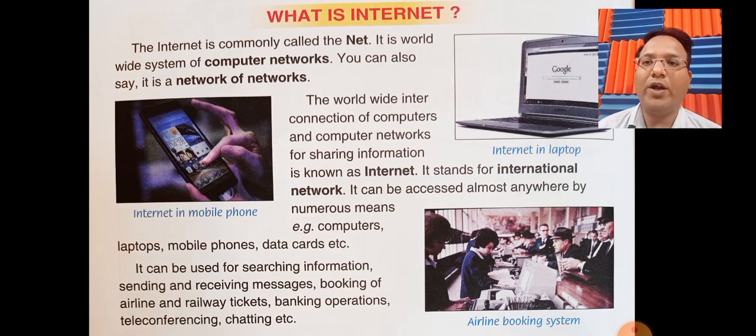The worldwide interconnection of computers and computer networks for sharing information is known as the internet. Suppose you want to share something from one computer to another computer, then the internet is used. It stands for international network. The full form of internet is international network. It can be accessed almost anywhere by numerous means, for example computers, laptops, mobile phones, data cards, etc. It can be used for searching information, sending and receiving messages, booking of airline and railway tickets, banking operations, teleconferencing, chatting, etc. So you can perform many types of operations by the internet.